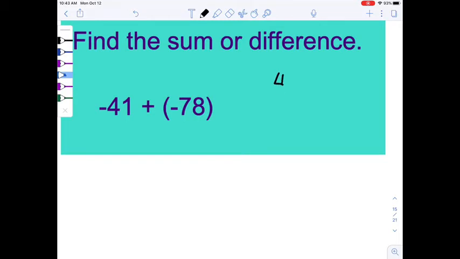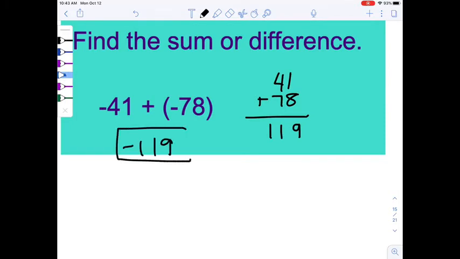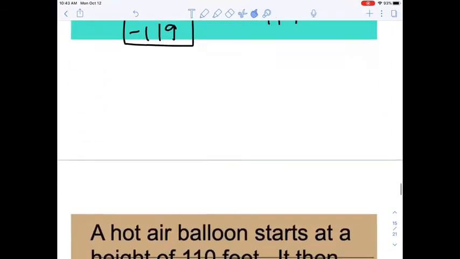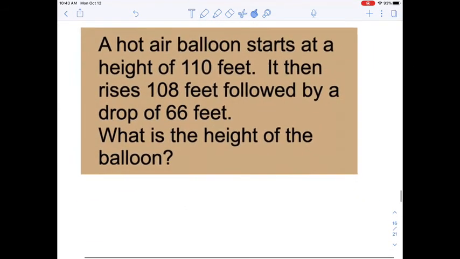Then we have to find the sum here, same sign, add and keep. So I'm going to add together 41 plus 78, and I get 119, and I keep the sign. So it's -119.